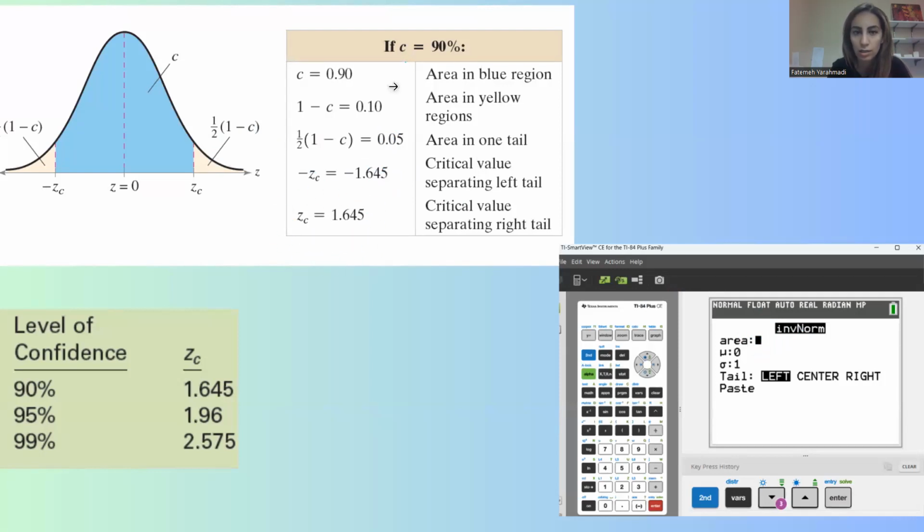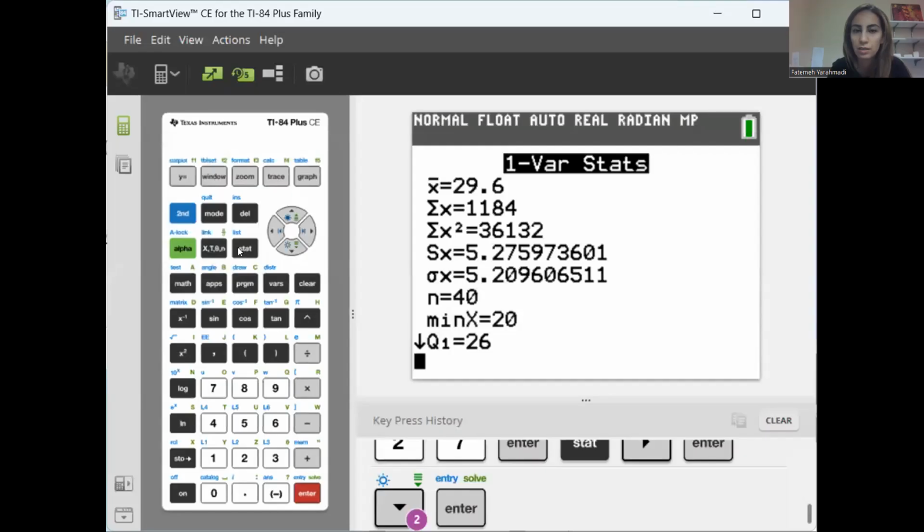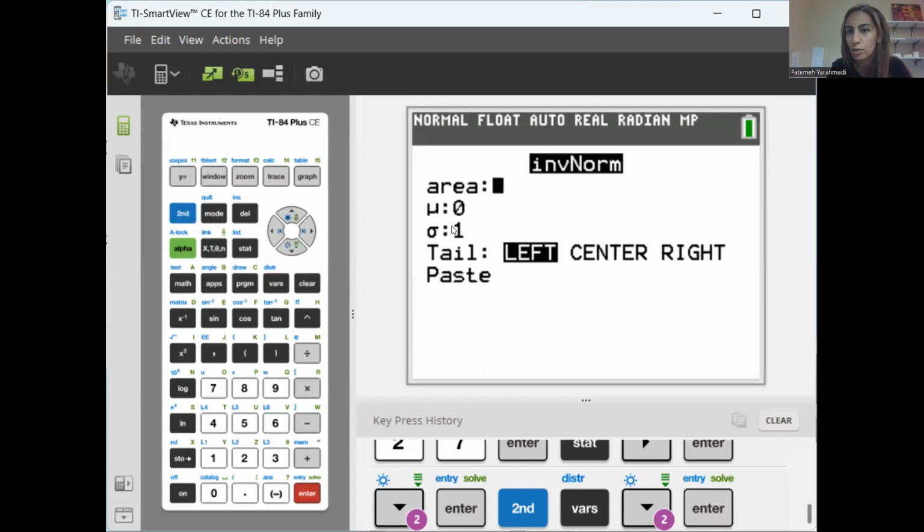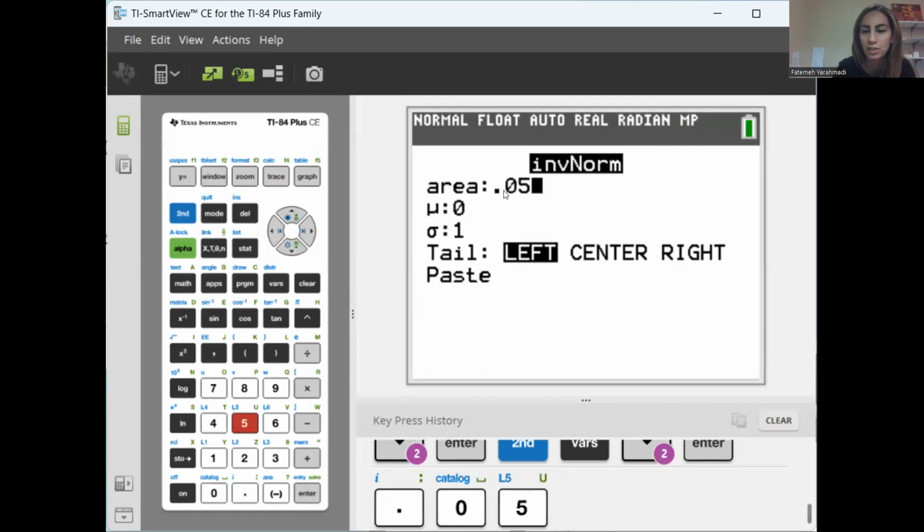Let's take a look at our calculator and I show you how to find it. So for 90% confidence level, we're going to go to second and then vars, and we're going to go to inverse norm. The area on the left or on the right, if your calculator doesn't show left or right, absolutely fine. You can always enter the area. In this case, the area is 5%. Since you are working with the z-score, mean is always 0, standard deviation is always 1.